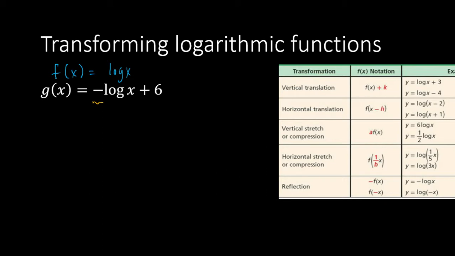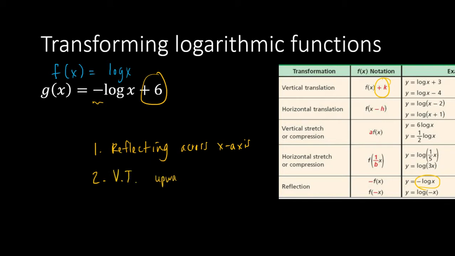Okay, so just as we have here negative log x, that means I am reflecting across the x-axis. I've also added 6. Notice that this does not lie within the parentheses, it's happening to the whole equation, which means it's a vertical translation. So the second thing I am doing here is vertically translating upward 6 units. Okay? So I know that this f of x notation doesn't always make sense, but these examples are awesome that they give you.